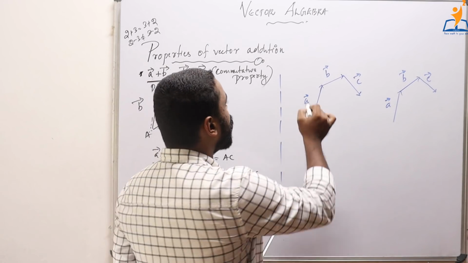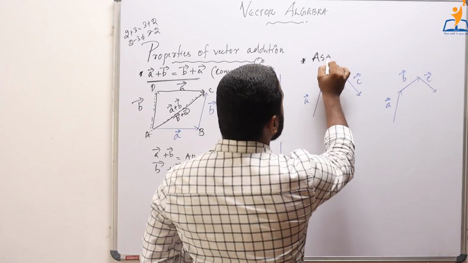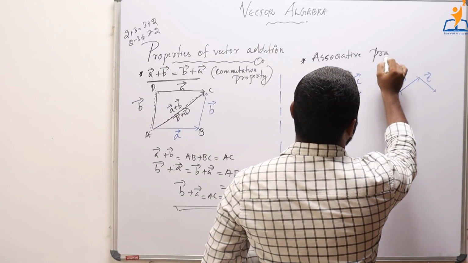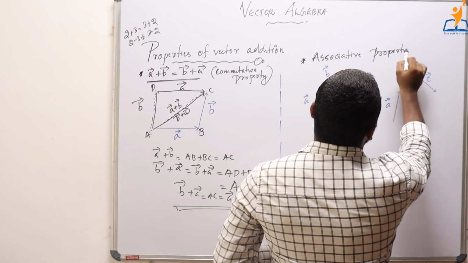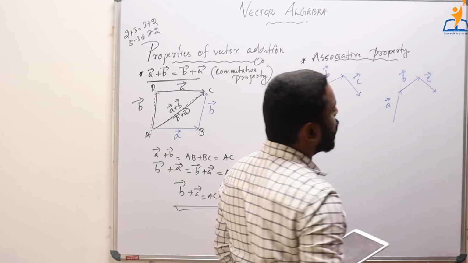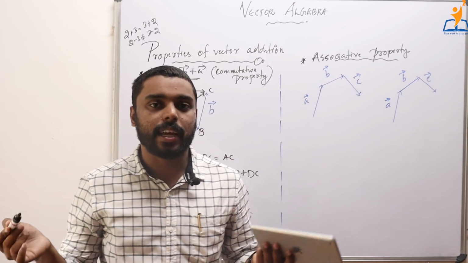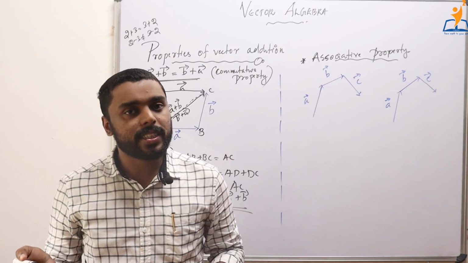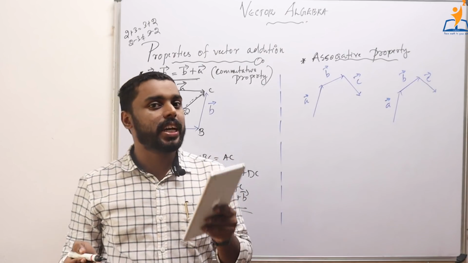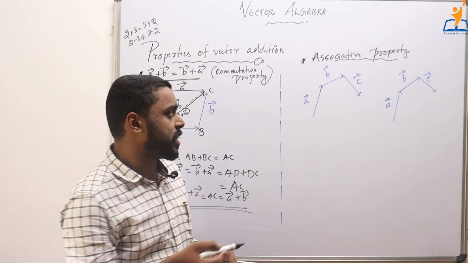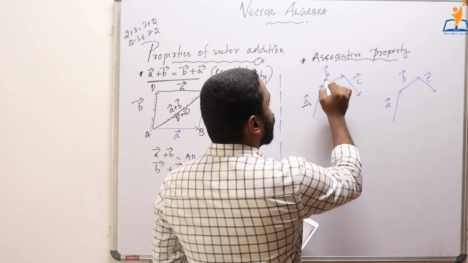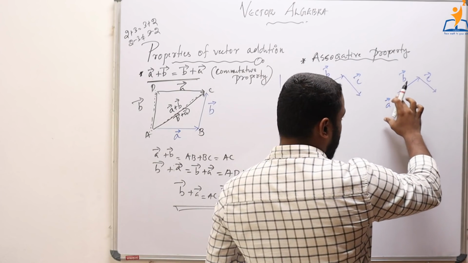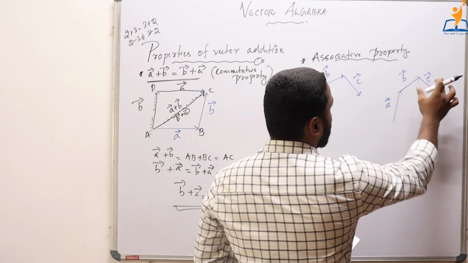Now the second most important property is the associative property. We know that the associative property holds in the case of real numbers, natural numbers, etc., in the case of addition. So in this case, we are going to check whether vector addition is associative or not. Suppose we have three vectors, vector A, vector B and vector C like this. Here also we have taken the same condition, vector A, vector B, vector C.